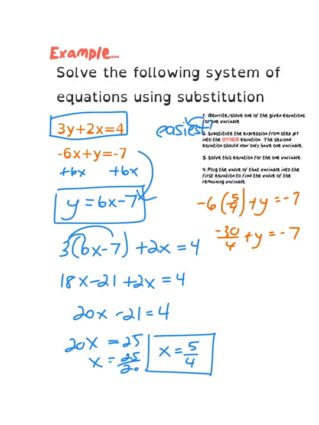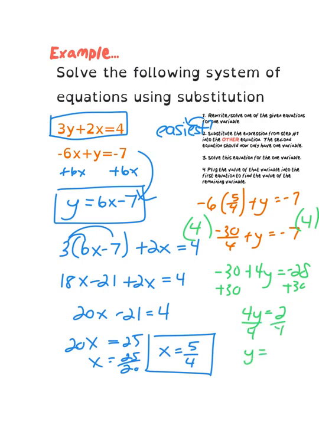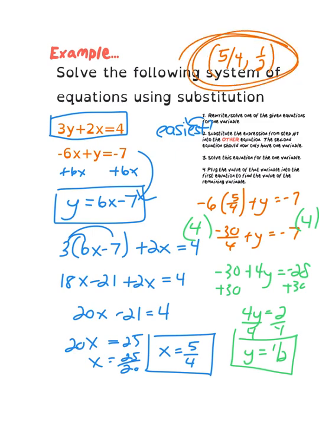So I'm going to sweep the fractions away just because I don't want to deal with the fractions. I'm going to multiply everything by 4 to get rid of those fractions. So I get negative 30 plus 4y is equal to negative 28. So I add 30, so I get 4y is equal to 2. So if I divide by 4, I get y is equal to 1/2. So we found x and we found y. So the solution to this system of equations, the x value is 5/4. The y value was 1/2. So this is our solution.